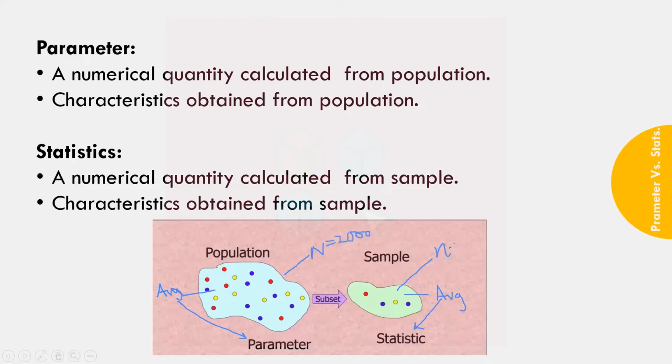And a small sample is taken from the population. For example, 200 students are selected from the population. So 200 is our small n. On the basis of these 200 values, we can calculate the average, and on the basis of these 2000 values we calculate the average. This average is denoted by the Greek letter mu, and in this case this average is denoted by the symbol x bar.